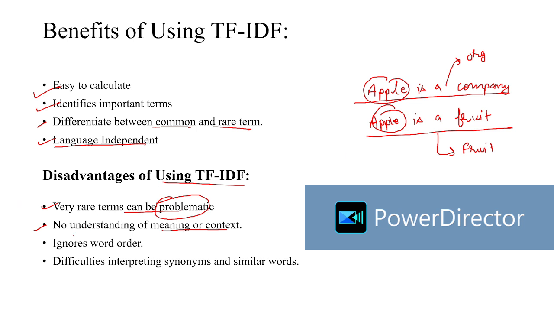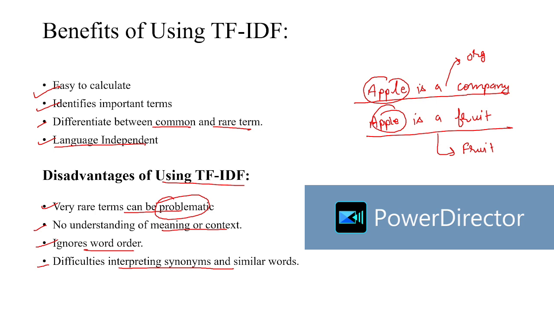TF-IDF does not understand the meaning or context of a term, ignores the word order, and has difficulty interpreting synonyms and similar words. So it is difficult to interpret synonyms and similar words with the help of TF-IDF. Let's take another example on TF-IDF. Before that, why do we use TF-IDF?